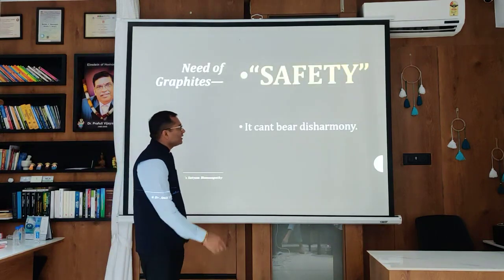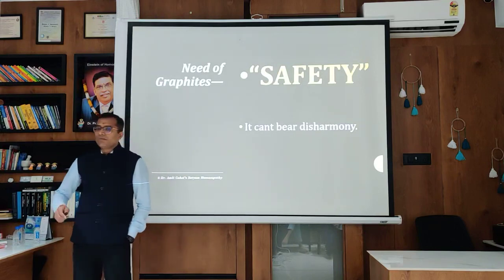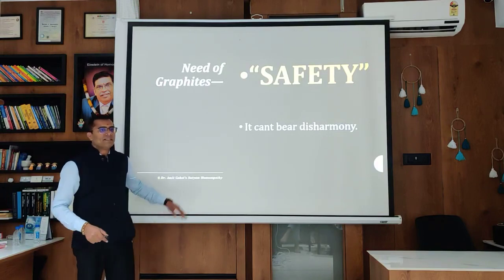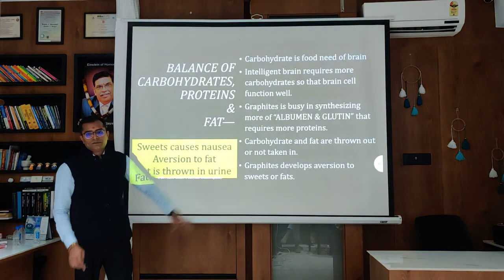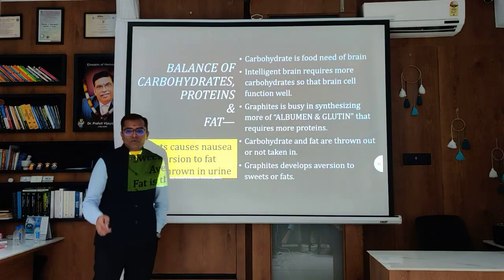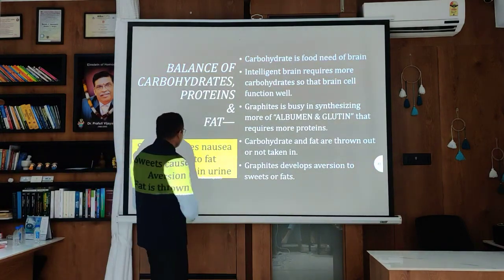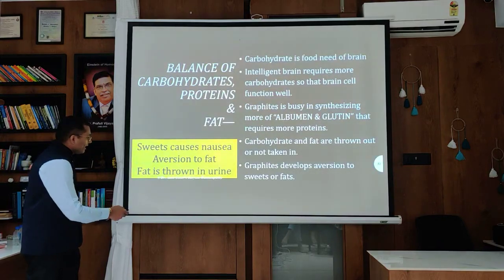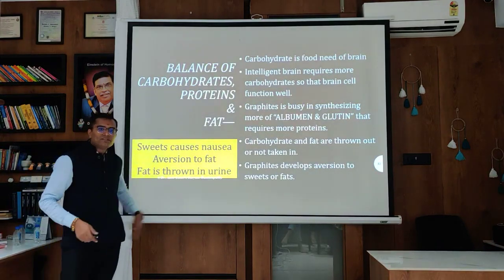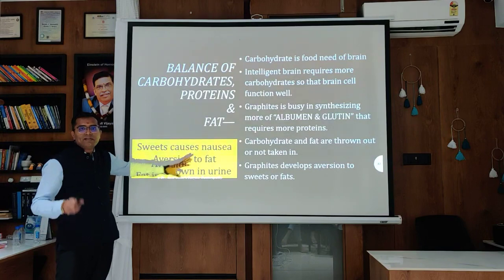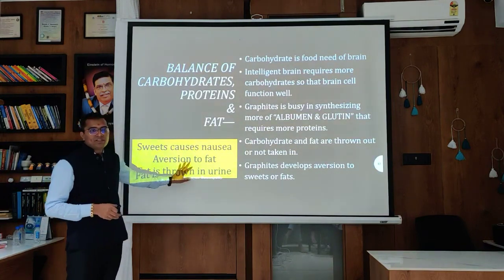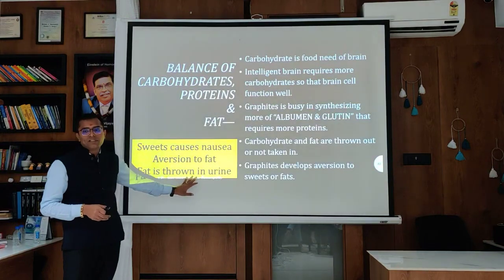What is the need of the Graphites? They can't bear disharmony, so they want safety in the environment and family. That's why their need is safety. So, balance of carbohydrate, protein and fat. What I am saying is that sweet causes nausea, aversion to fat, and fat is thrown in the urine. This is something we have seen in our repertory. Sweet causes nausea, aversion to fat, and fat is thrown in the urine.